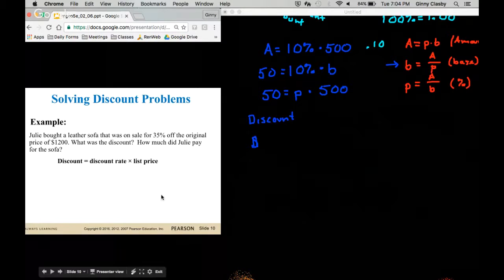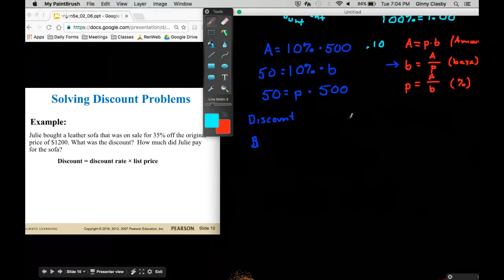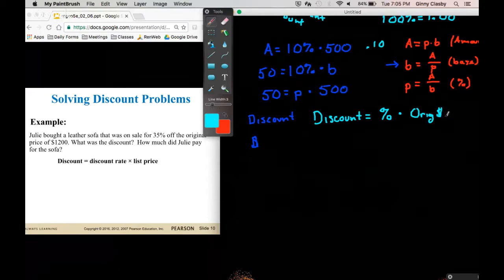Now I would suggest writing down this equation as well. You're going to be seeing percentage questions in the future and you're going to want to have this. So you're going to want to write down a formula: your discount is equal to the rate of the discount, or your percent discount is the same as your rate, times your original price. So your discount equals your percent times your original price.